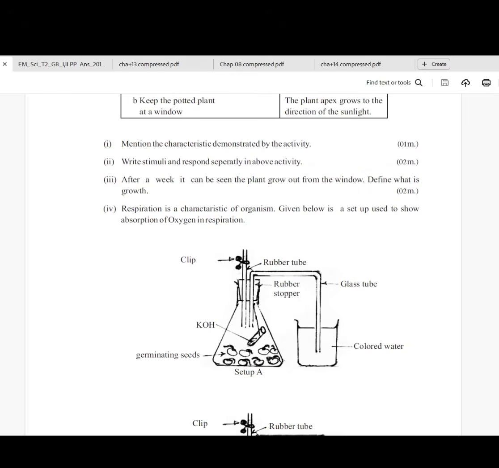Define what is growth. Increasing dry mass, irreversible, in living cells.